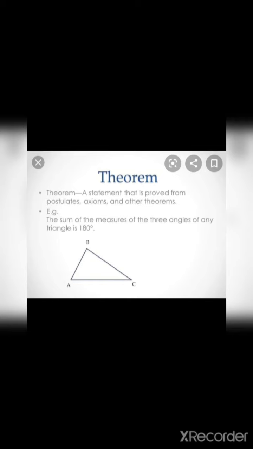In this chapter, first one theorem is there with proof. Some theorems we have proof for, some theorems we don't. The proof is not in the syllabus, so no need to study it. It has proof, but you don't need to study it. So a theorem means a statement that is proved from different postulates, axioms, or you can make use of other theorems also.